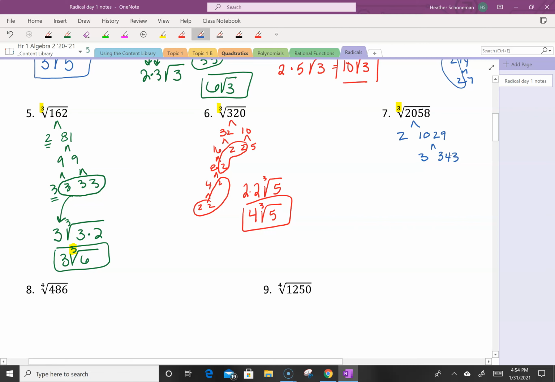I can't do 3. 4, 5, or 6 won't work, but what will work is, and you just trial and error with your calculator, I can do 7. So I get 7 and 49 and 7 and 7. So outside I have the 7. Inside I have the 2 times 3. So this is 7 cube root 6.